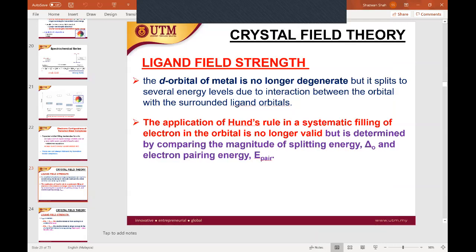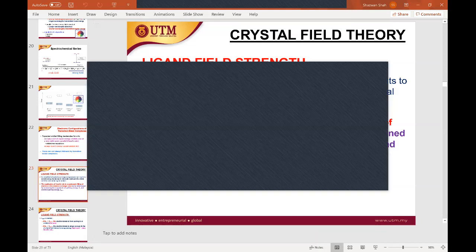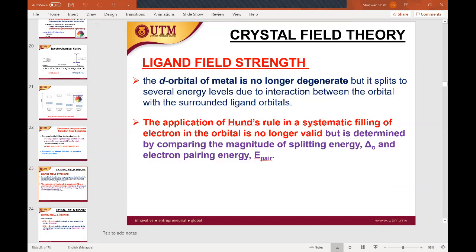Okay, so as we seen previously, the d orbital of metal is no longer degenerate. Degenerate means previously it was probably 5 degenerate like this, but now is no longer degenerate. So for example, for octahedral, split into these 2 levels, higher energy, low energy. So going back to the slide.